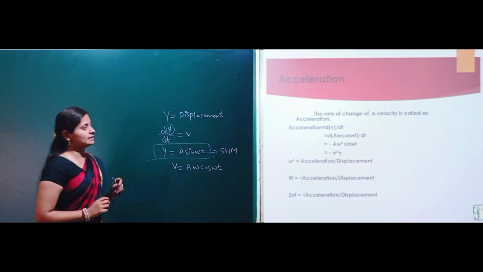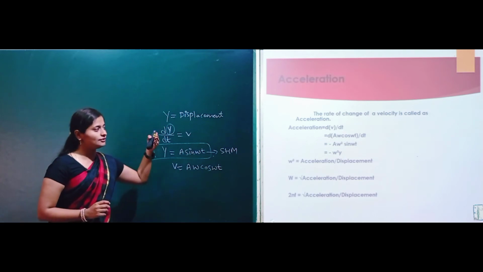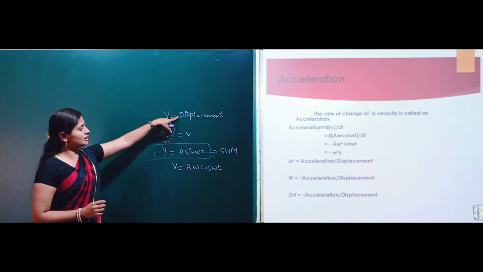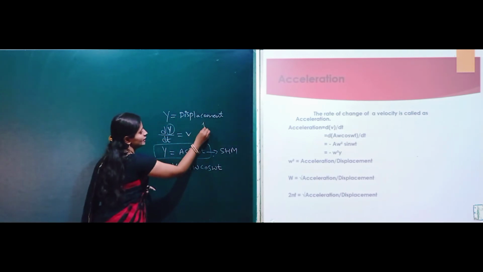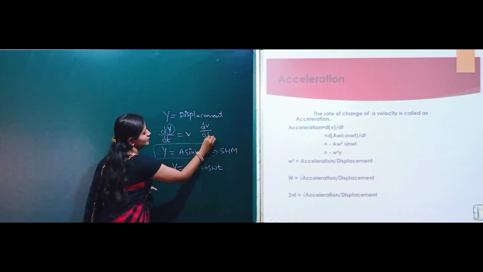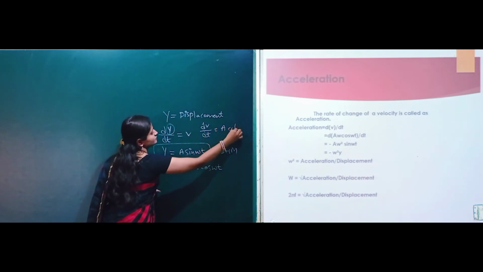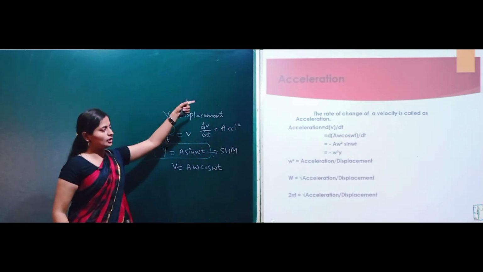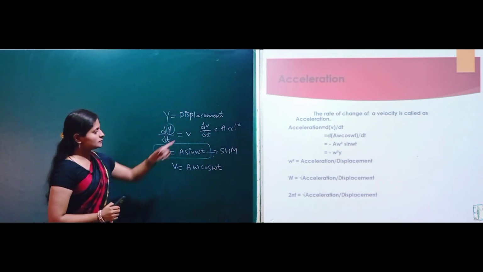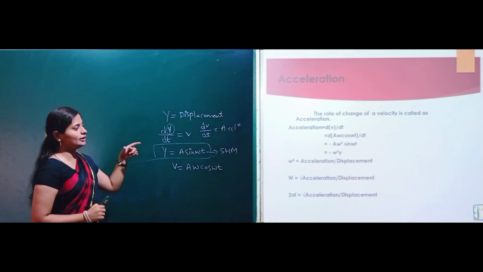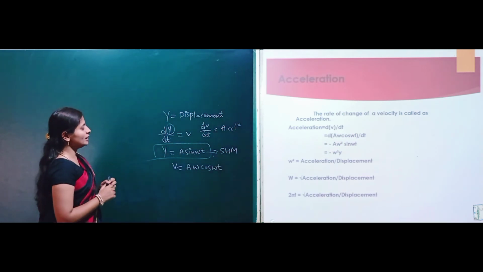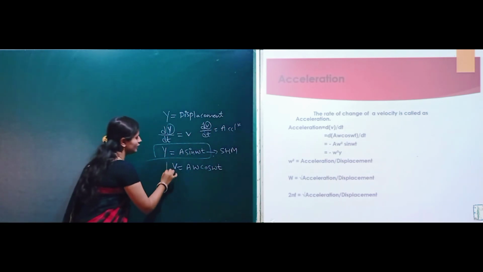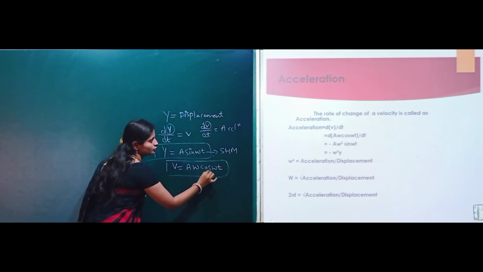What is the acceleration? See here, acceleration means the rate of change of velocity. So here the rate of change of displacement is called velocity. Next, the rate of change of velocity is known as acceleration. Got it? The rate of change of velocity is known as the acceleration. So see here acceleration equal to d of v divided by dt. So again see here we know the v value. What is the v value? v equal to a omega cos omega t.